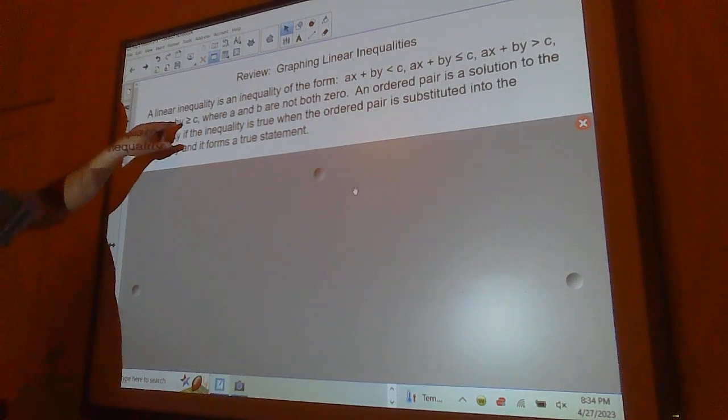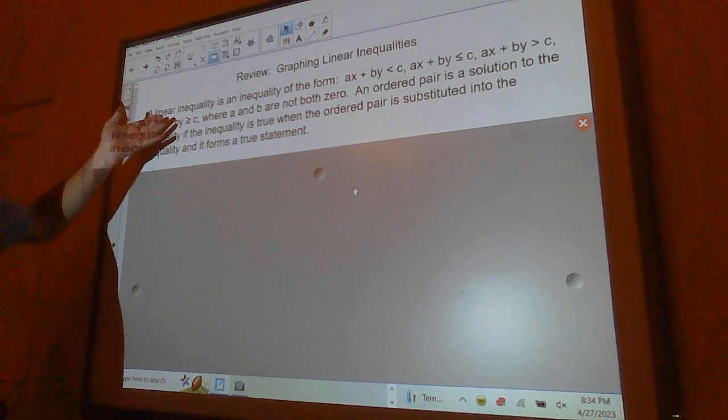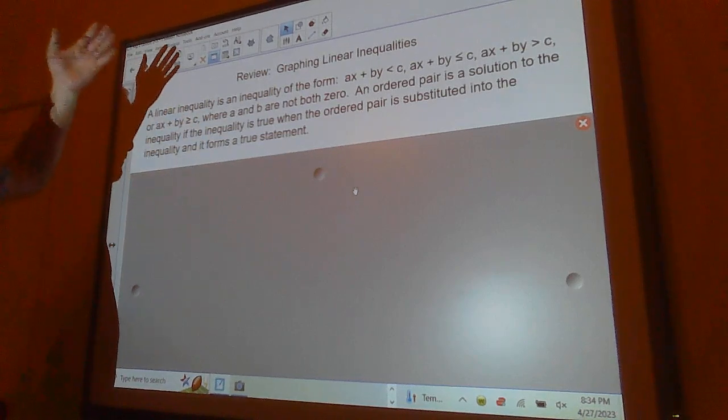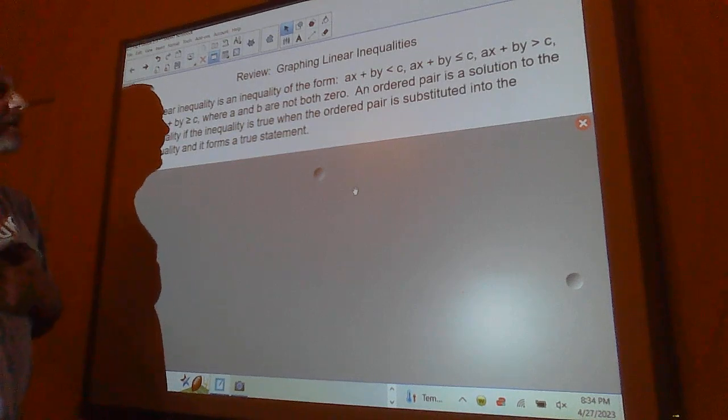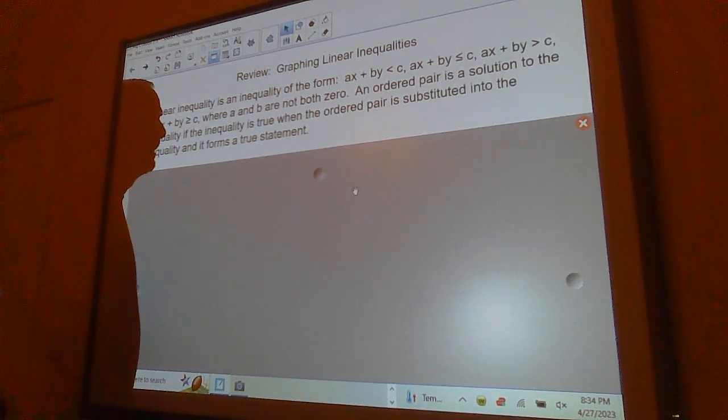Otherwise, you would just have something like zero is greater than or equal to -2, so you wouldn't have a linear inequality then.